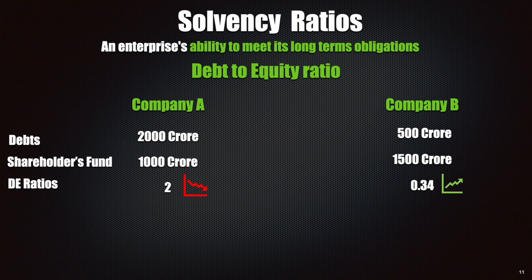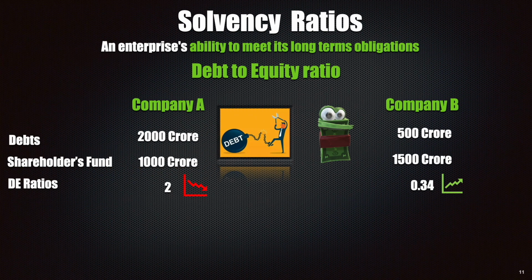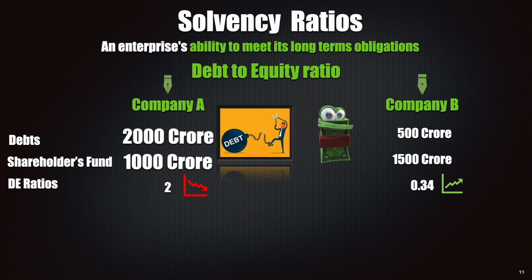So let's understand this with an example. Here we are comparing company A with company B, assuming that both the companies are under the same industry or sector. So company A having an external debt of 2000 crores as against its shareholder fund of 1000 crores. That means its debt equity ratio is 2. For every 1 rupee of shareholder fund, company A has 2 rupees of external debt, which is not a good sign.